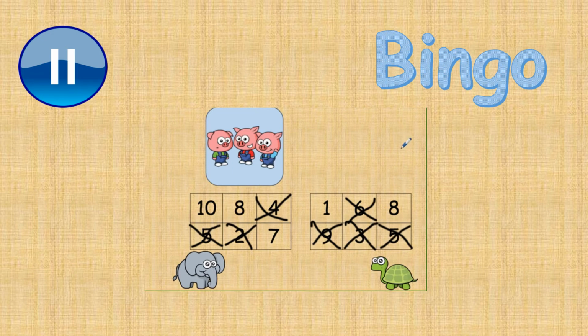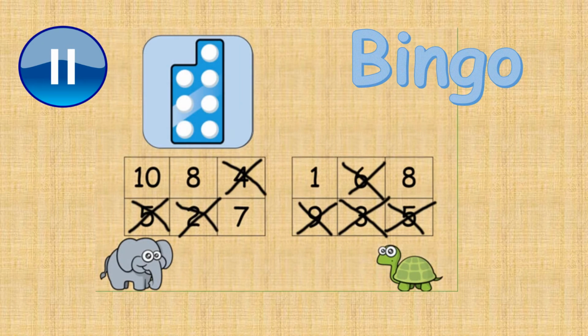There we go. Who is winning? That's right, at the moment the turtle is winning because he has crossed off the most amount of numbers. I wonder if Turtle is going to win. We've still got some numbers left to find.